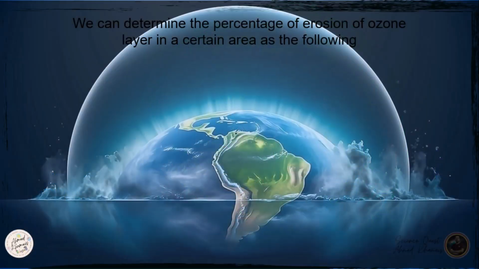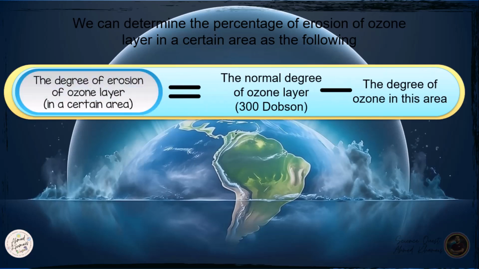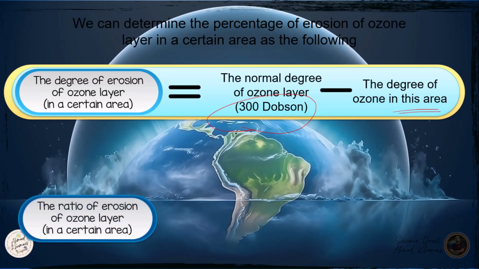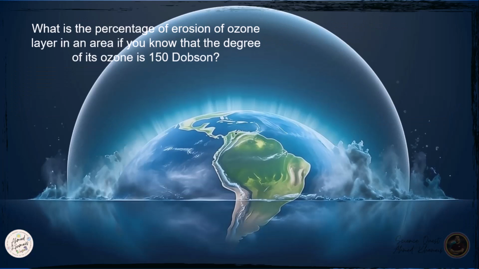So how can we calculate the degree of ozone depletion? The degree of erosion equals the normal degree of the ozone layer, which is 300 Dobson, minus the degree of ozone in this area. The percentage or ratio of erosion equals the degree of erosion in the ozone layer over the normal degree of ozone, multiplied by 100. So what is the percentage of erosion of the ozone layer in an area if you know that its ozone degree is 150 Dobson?